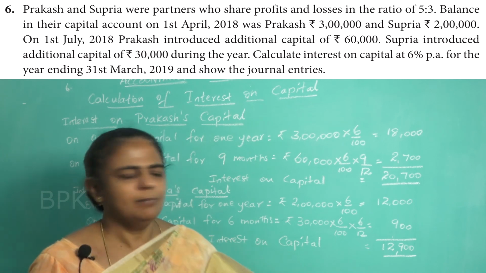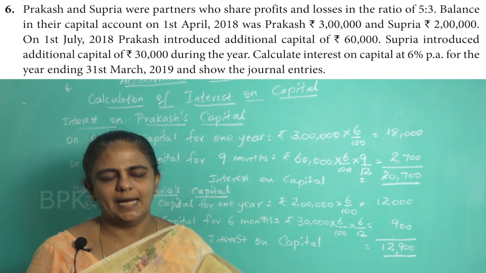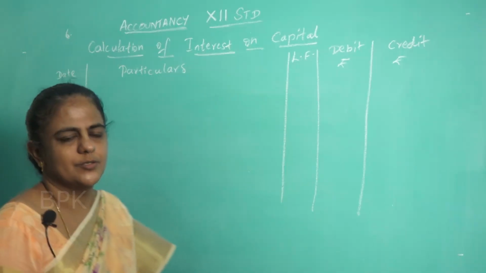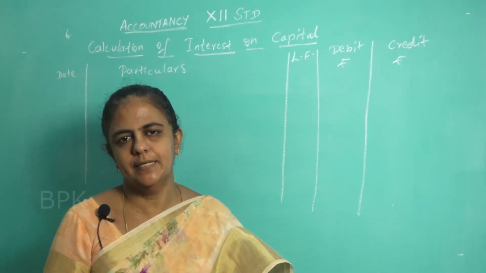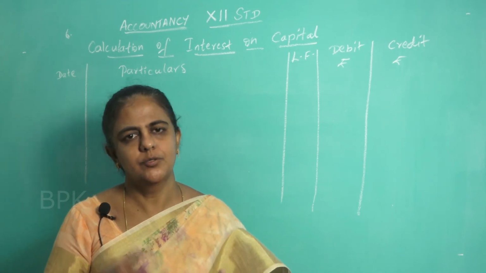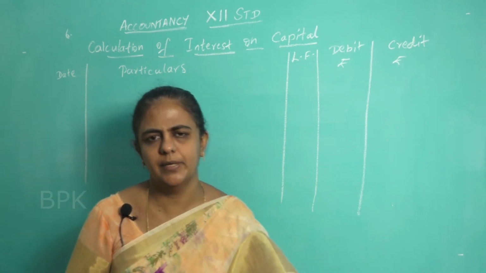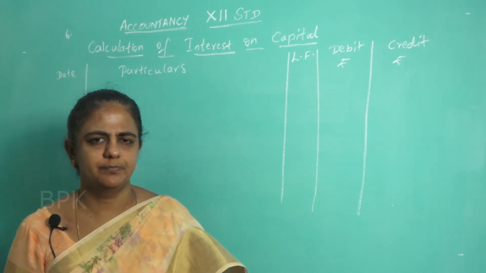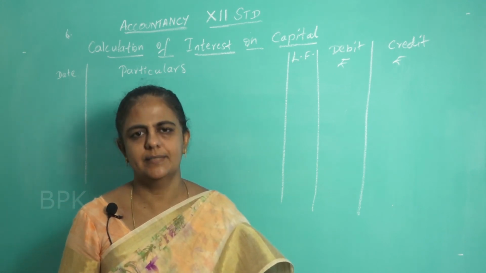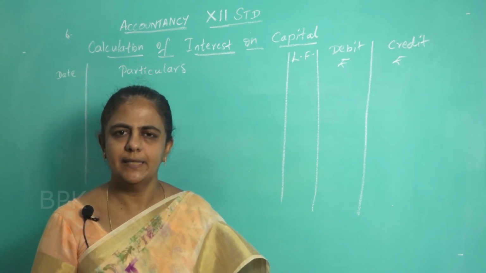Okay. Then one part of the question I have finished. What else is asked there? Journal entries is also asked. So we'll write the journal entries for both of them. How to write this first journal? First journal already you know. Here current account nothing is mentioned. So the interest on capital can be directly taken to the capital account of the partners. Okay. So in capital account, what we do? We put the interest on capital on the credit side. So the partners' capital accounts should be credited.